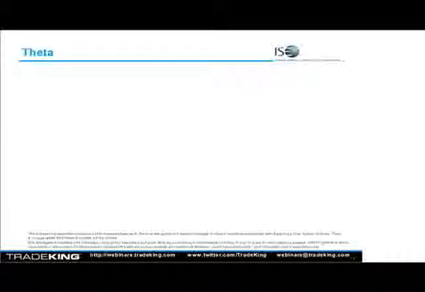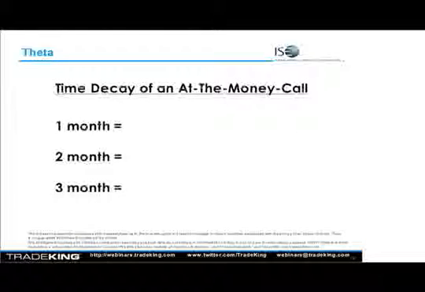All right. I actually have a way to look at time decay, and when you talk about time decay of an option contract, we'll talk a lot more about theta as we go out further in time.